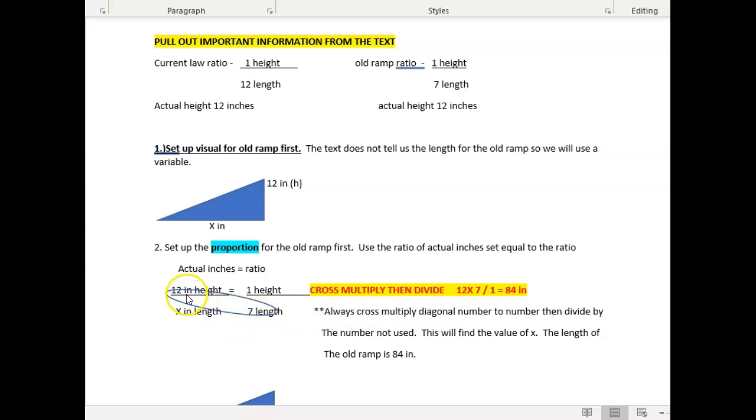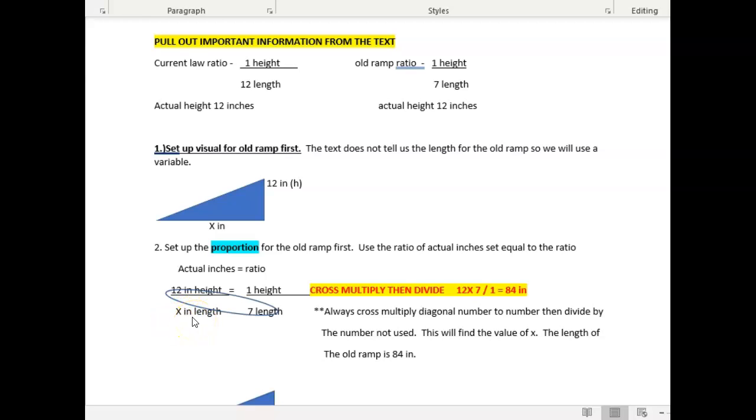Remember, when you're cross multiplying and then dividing, you always want to cross multiply diagonally, and it's always number to number. If you ever get in a rut and your brain shuts off, remember, we're not going to multiply our number to that variable unless there's a special circumstance that we'll talk about in just a moment.